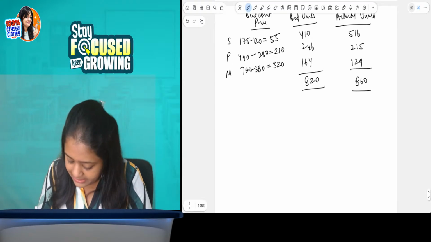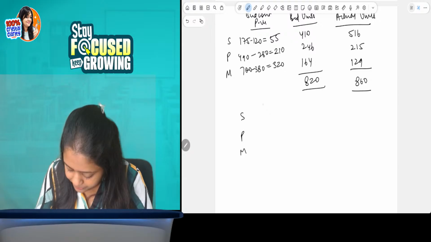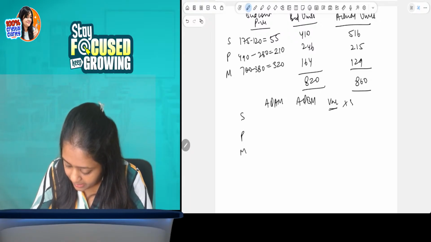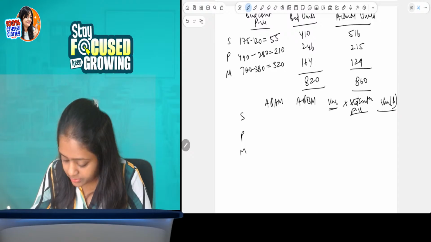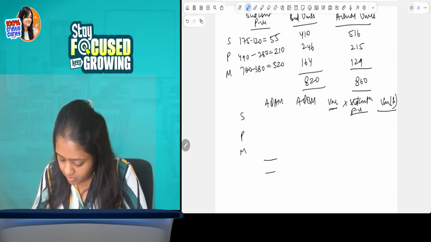Okay. Now let's calculate it. So how do you calculate the mix variance? First you will take actual quantity in actual mix, then actual quantity in budgeted mix, get the variance, multiply it with standard contribution per unit, and then you will get the variance in dollars. Okay. So this is how you will get it.